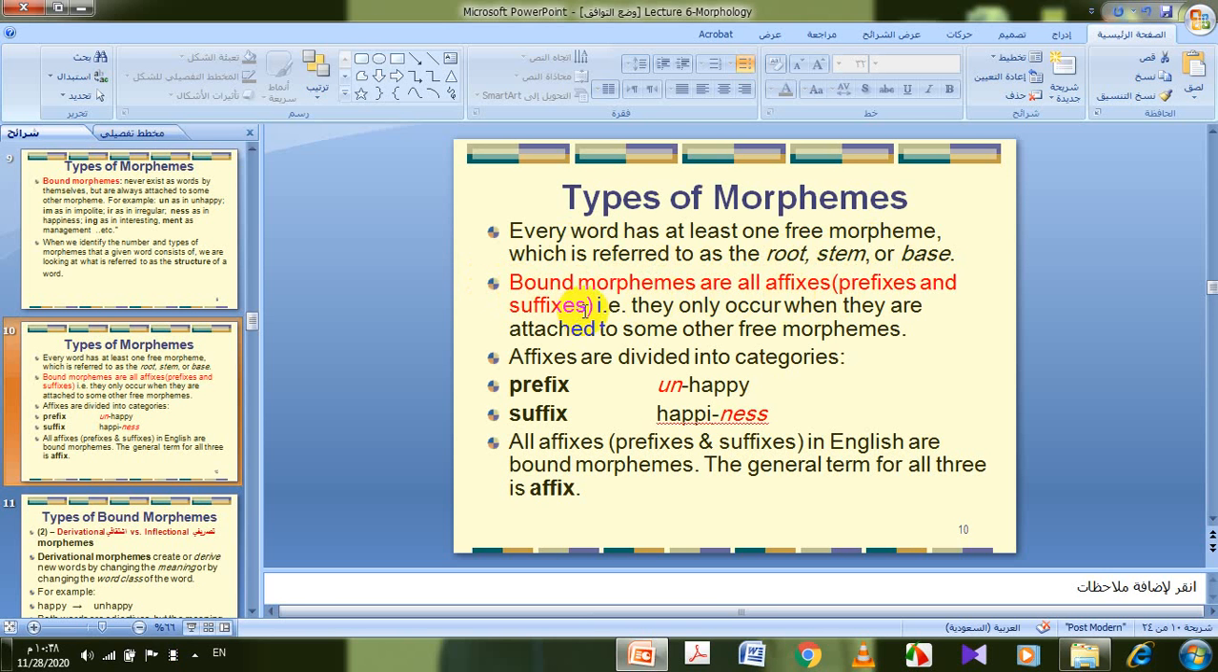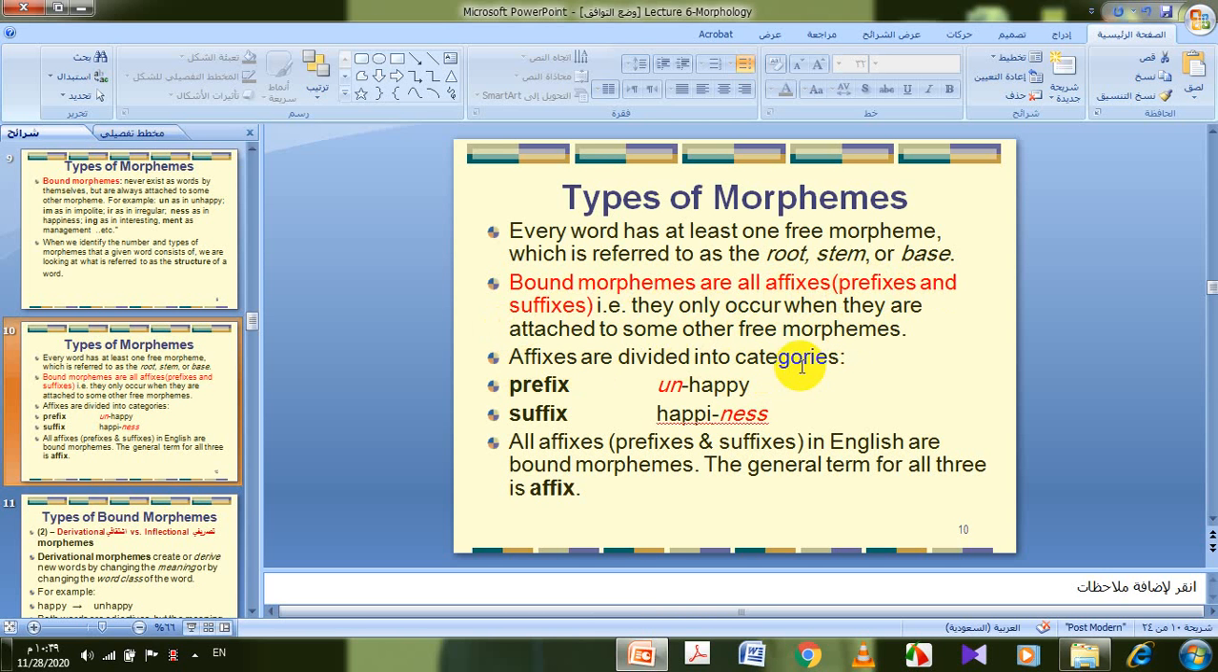Bound morphemes are all affixes. Affixes means either prefixes or suffixes. Of course, bound. They are always attached to other morphemes, and that's why bound morphemes are all affixes. It means either prefixes or suffixes. That's to say, they only occur when they are attached to some other free morphemes. So they need to be attached to other free morphemes.